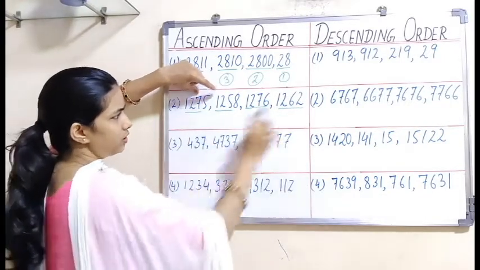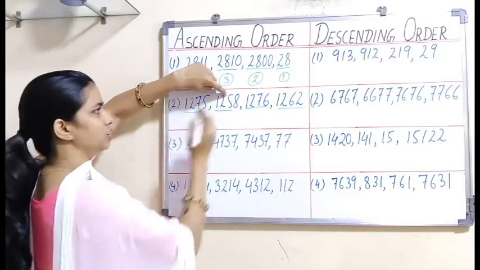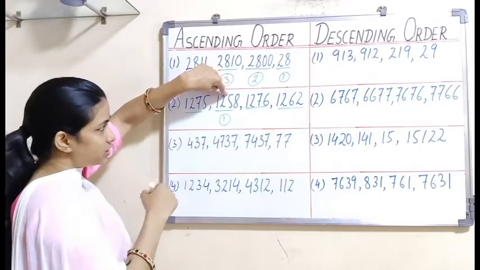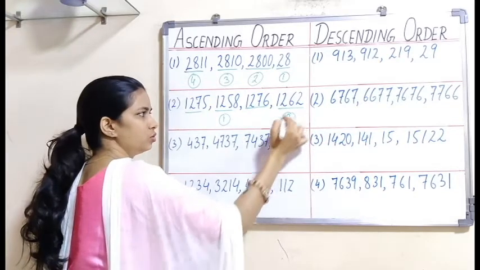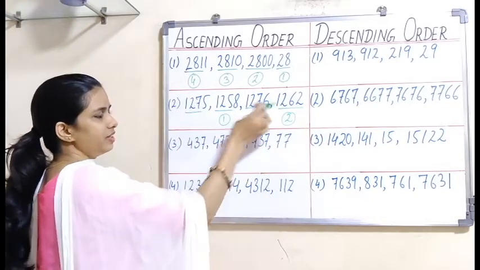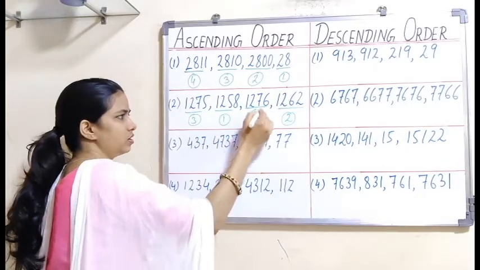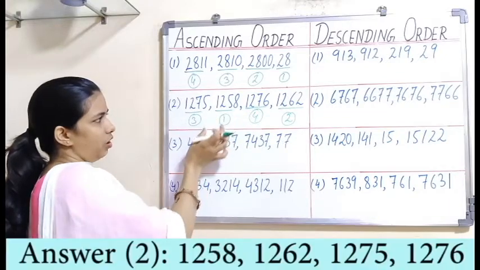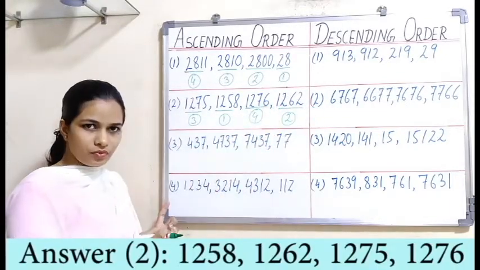Now, out of these, we see that 5, 8, which is 58, is the smallest. So we number this as 1. Then the next smallest is 62, so we number this as 2. And next is 75 and then 76, so we number this as 3 and then 4. So the numbers will be arranged in this order: 1, 2, 3 and 4.